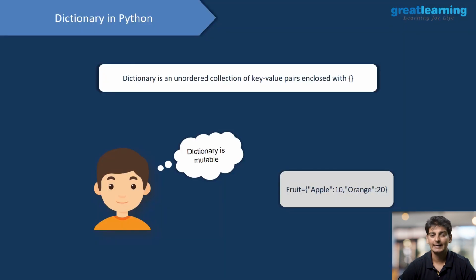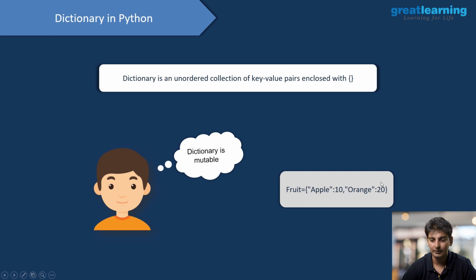Now let's head on to the next data structure, which is a dictionary. So a dictionary is actually quite different from a list and a tuple because it consists of key value pairs. And these are actually an unordered collection of key value pairs which are enclosed within curly braces. And again, dictionaries are mutable. So this is how you can create a dictionary.